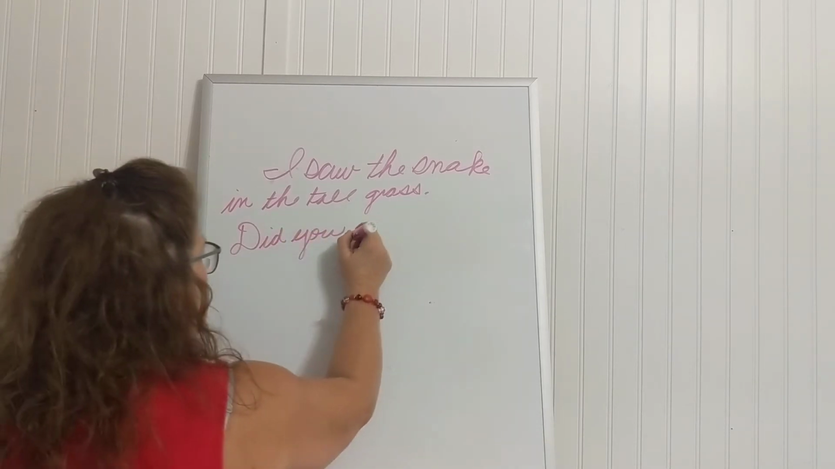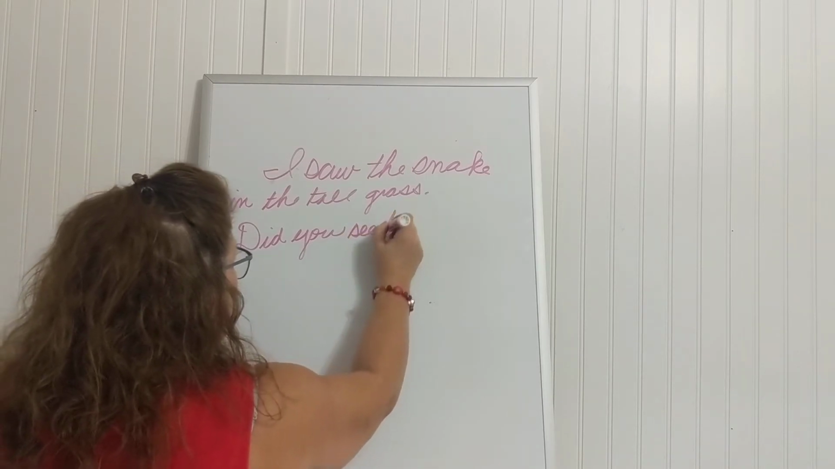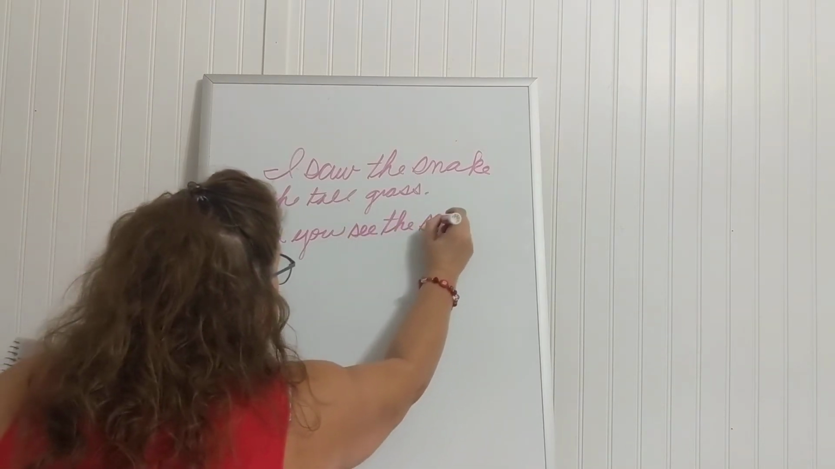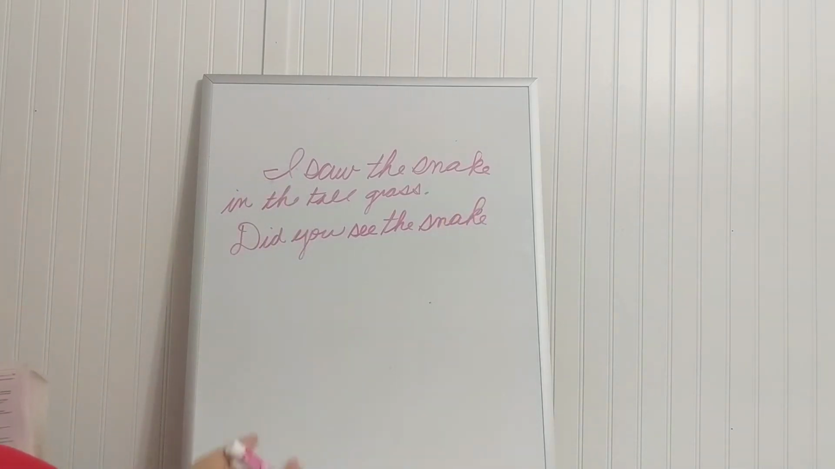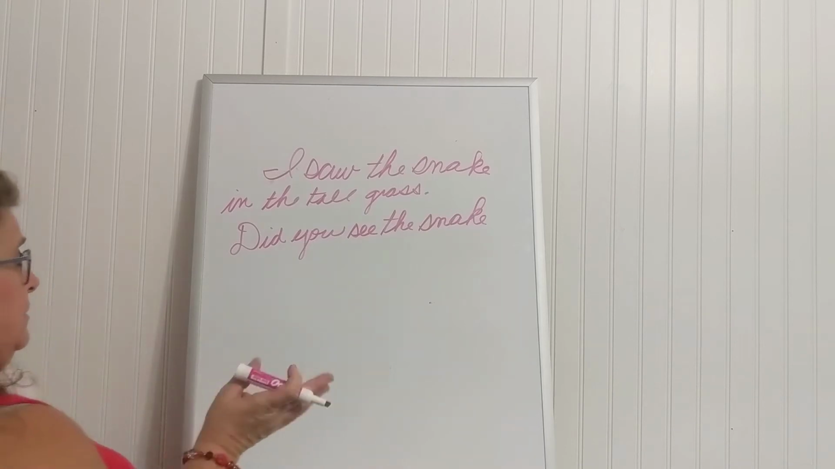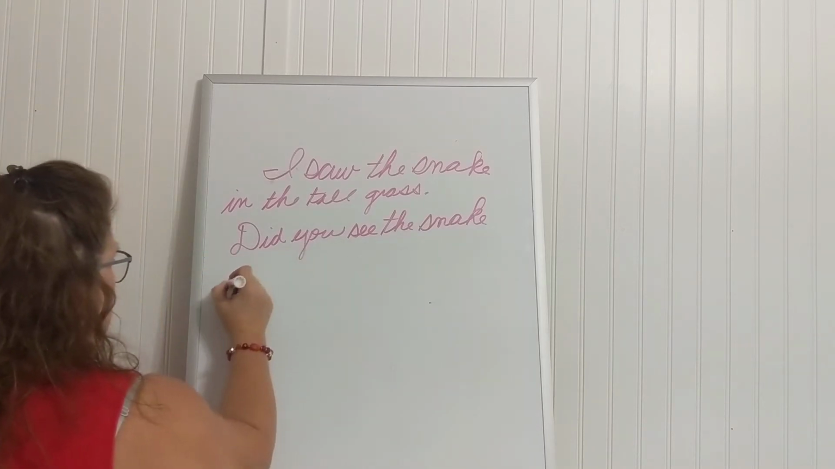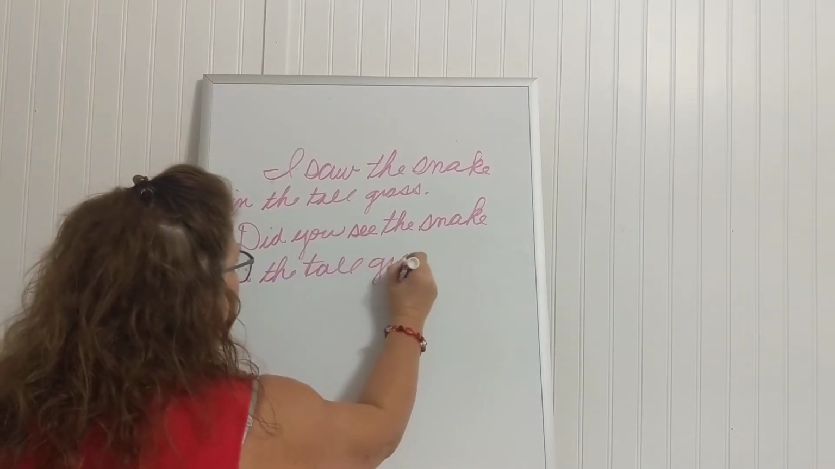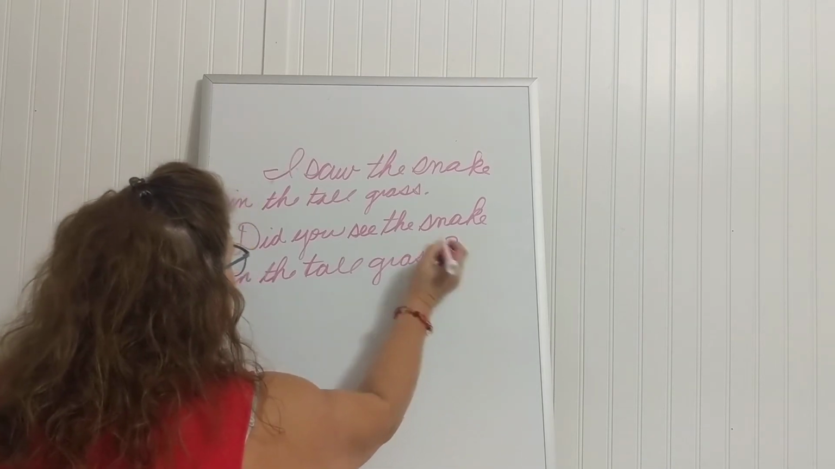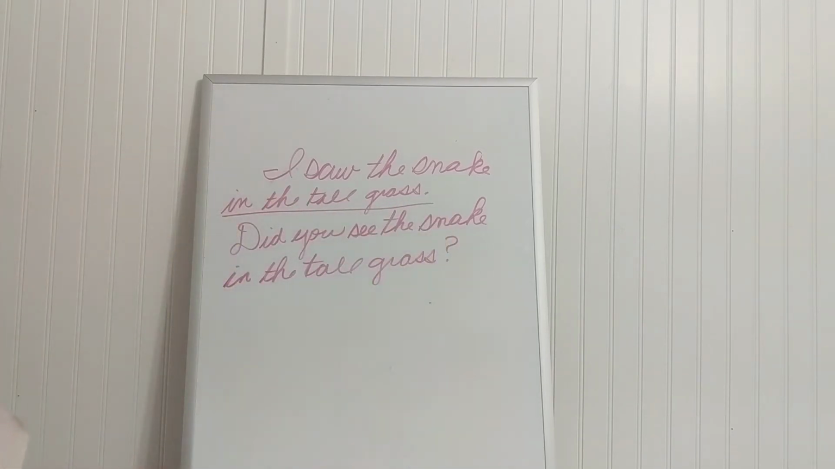You need to be sure that your sentence begins with a capital letter, and I still have fifth graders writing sentences with no punctuation at the end at all. Well, and even without capitalization at the beginning. By fifth grade, this should not even be a reminder. You should automatically begin each and every sentence with a capital letter and be sure that each and every sentence ends with punctuation. Did you see the snake in the tall grass? So we have just turned this declarative sentence into an interrogative sentence. We made it ask a question.